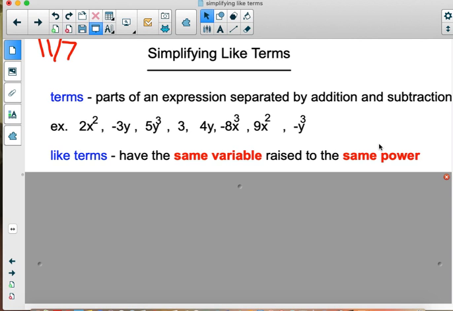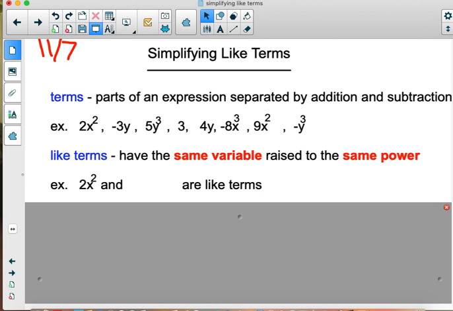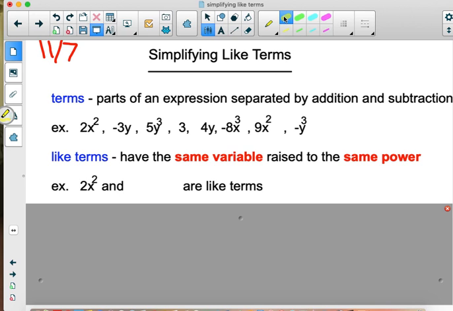All right. So looking up here, tell me, what do you think is a like term with 2x squared? Is there anything else up there that you think is a like term with it? Look at the definition. They have to have the same variable. Is negative 3y, could that be a like term? No. Why? Different variable, it's x and y. Well, different variable, this one has no variable. Could 2x squared and 3 be like terms? No.